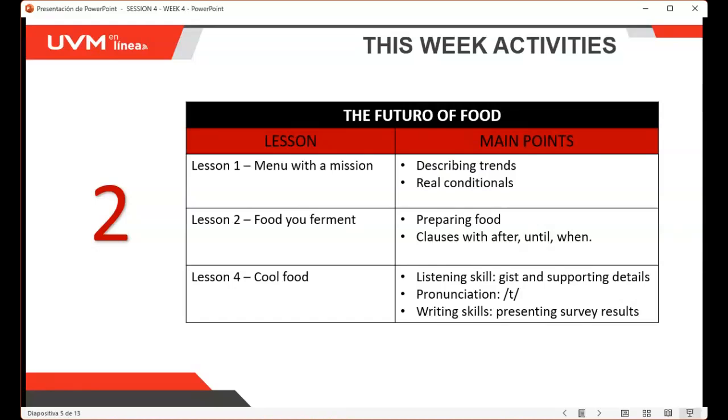For lesson 2, you learned vocabulary for preparing food, and in terms of grammar, you revised clauses with after, until, and when.